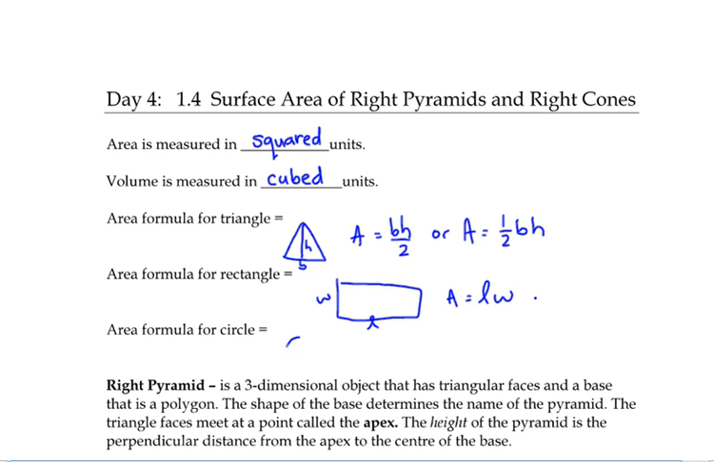And a circle with radius r. Brady? Pi r squared. And you can also use circumference divided by 2 times the radius. Try it, it works. Circumference is 2 pi r, divided by 2 times r, which would give you pi r squared. Very good. I've never used that one before.